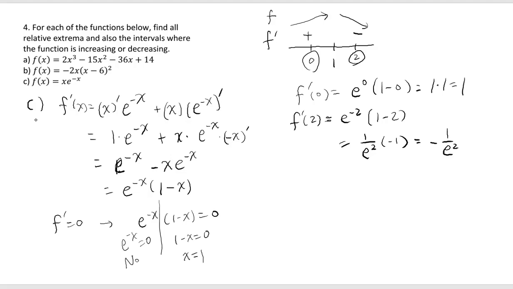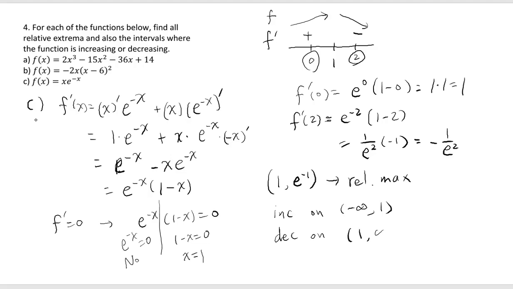Now, you see that this point, according to the first derivative test, is a relative maximum. It goes up and then comes down. Therefore, if I plug 1 back into this function, I get 1 times e to the negative 1. So (1, e to the negative 1) is your relative maximum. And it's increasing on the interval negative infinity to 1. It's going up, and then decreasing on 1 to infinity.